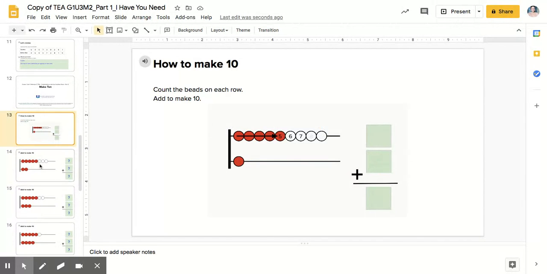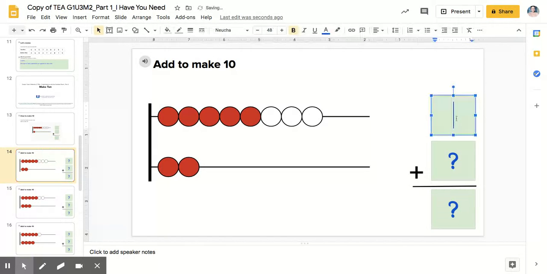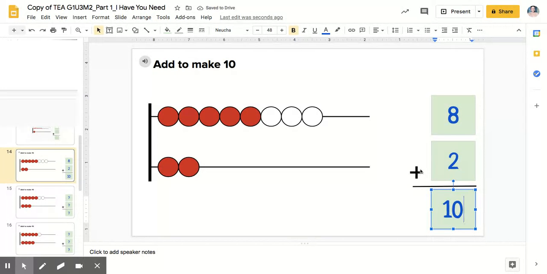Let's do some together. So go ahead and count the top row. And there's 8 beads on top. Count the bottom row. There's 2 beads on bottom. Count them all up together. 1, 2, 3, 4, 5, 6, 7, 8, 9, 10. So my answer is 10, and my equation sounds like this. 8 plus 2 equals 10.